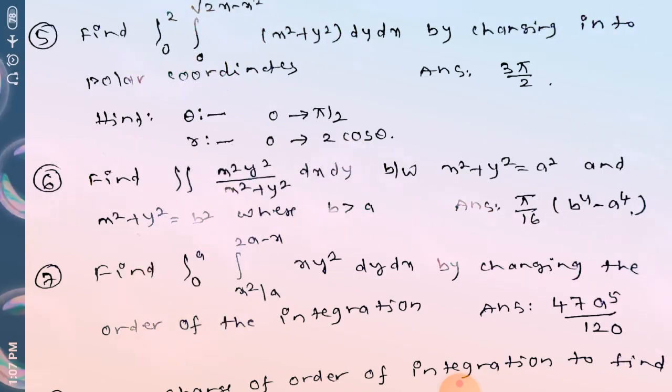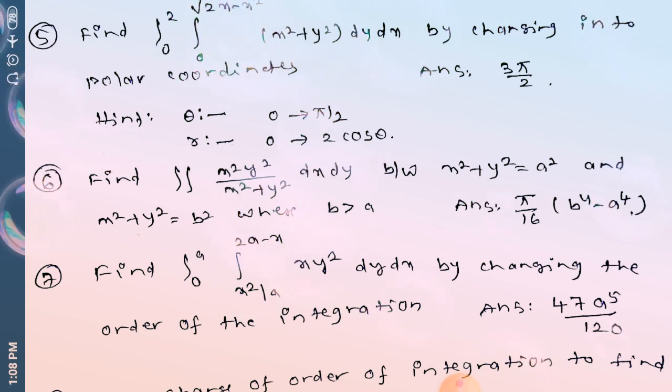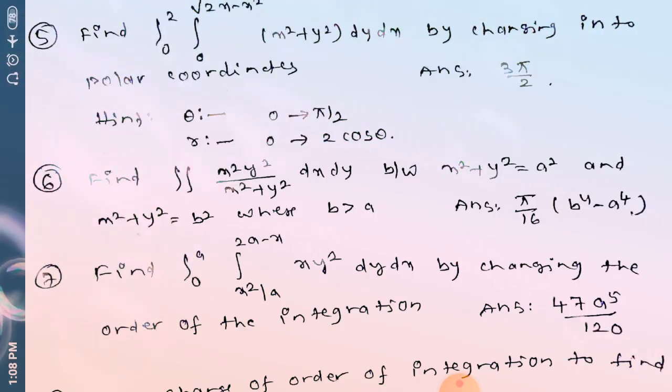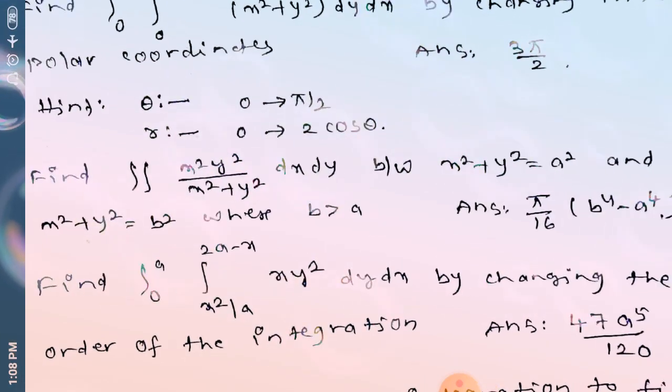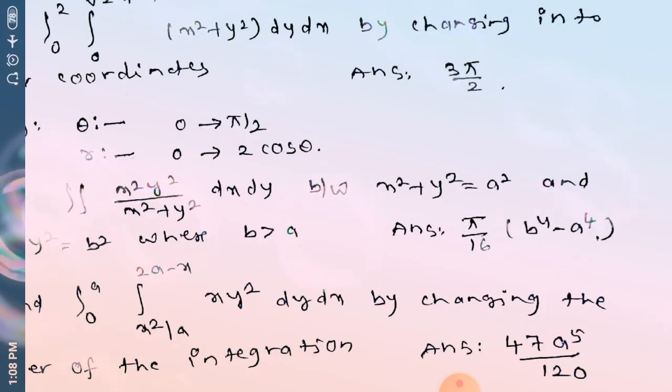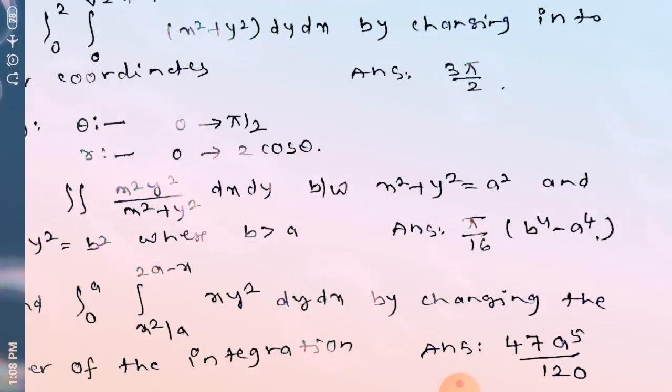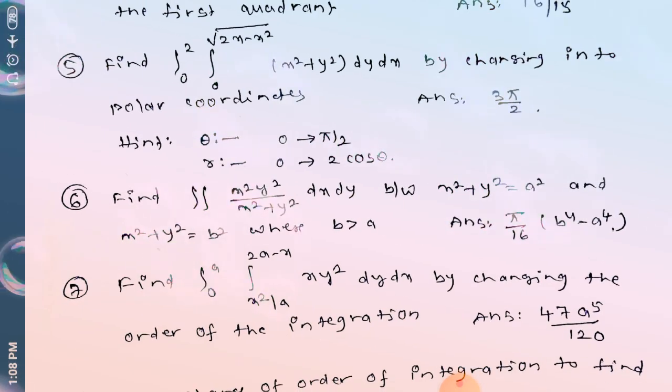Now to get your theta limits, since both equations represent circles, the angle is 0 to 2 pi. So the r limits are a to b and the theta limits are 0 to 2 pi, and you just substitute the values there. You will get the final simplification pi by 16 into (b power 4 minus a power 4). Only the thing is just a simplification.